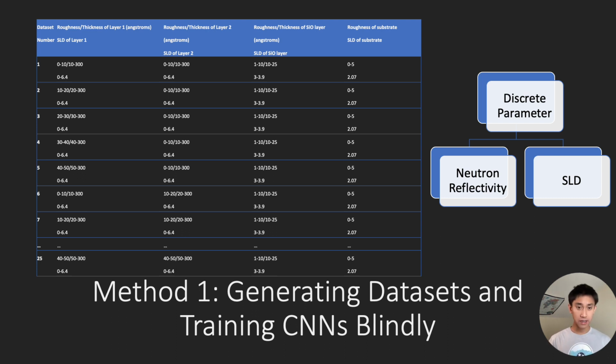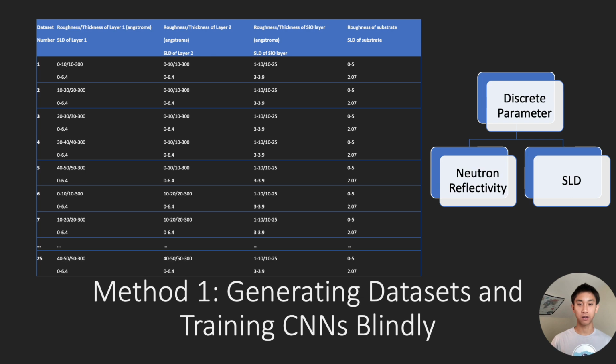These data sets differed in that for data set 1, for example, the roughness was from 0 to 10 and thickness was from 10 to 300 for the first layer of the copolymer. But for the second data set, the roughness was from 10 to 20 and the thickness was from 20 to 300 for the first layer of the copolymer. These changes would be made throughout generating the 25 data sets, and then we would train one convolutional neural network on each one.